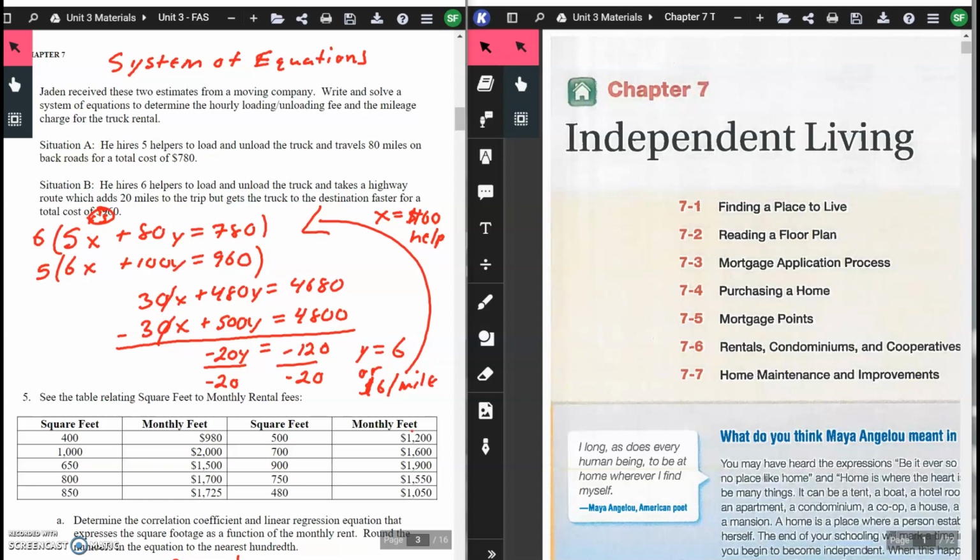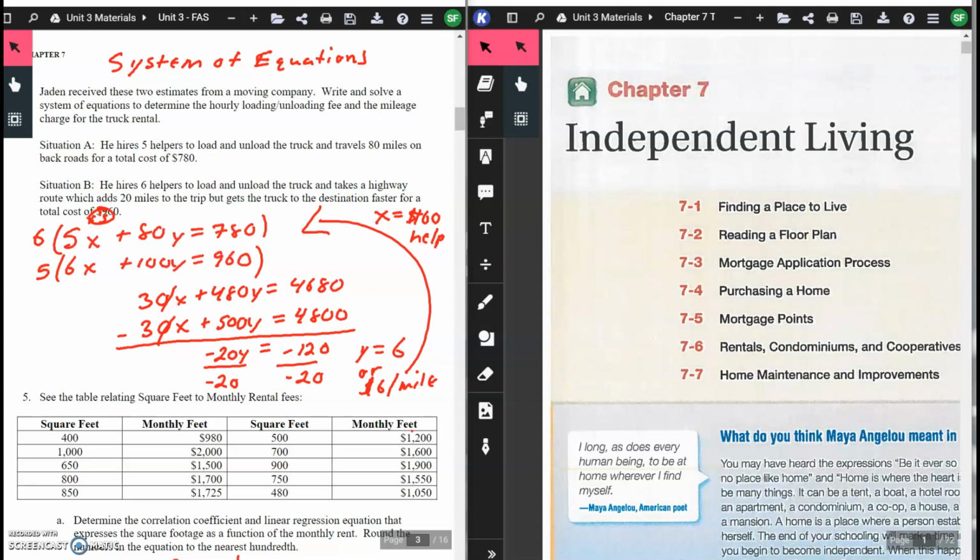Okay, so you're going to take 5 helpers is 5x, where x is the helpers, plus 80y, where y is the miles, equals $780. Part B is 6 helpers, so 6x plus 100y, which adds 20 miles to the trip. So you're going to take your 80 plus 20, that gives you 100y. That's where that comes in. 100y equals 960.